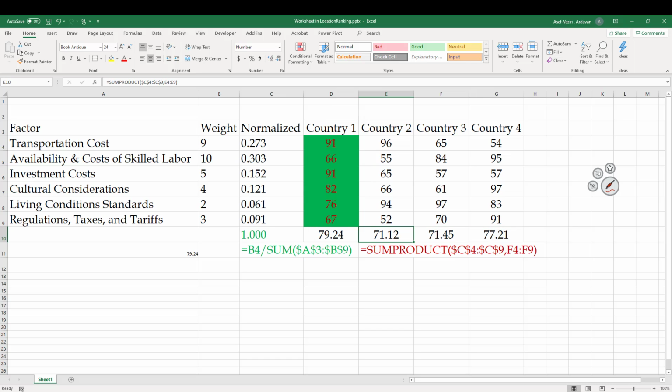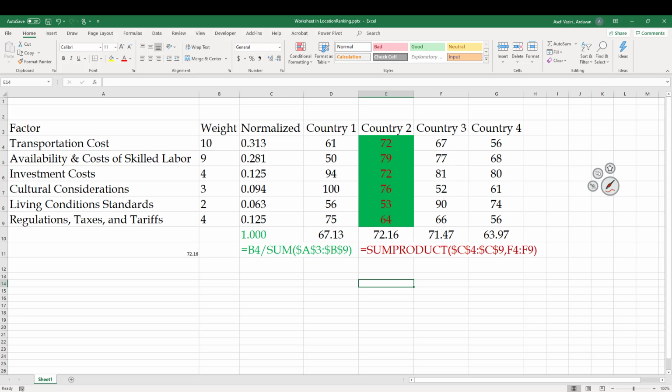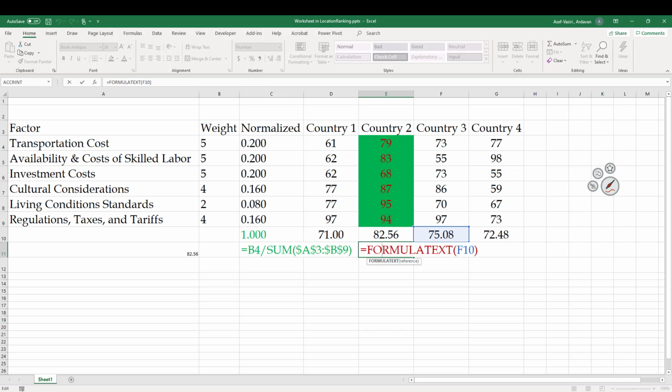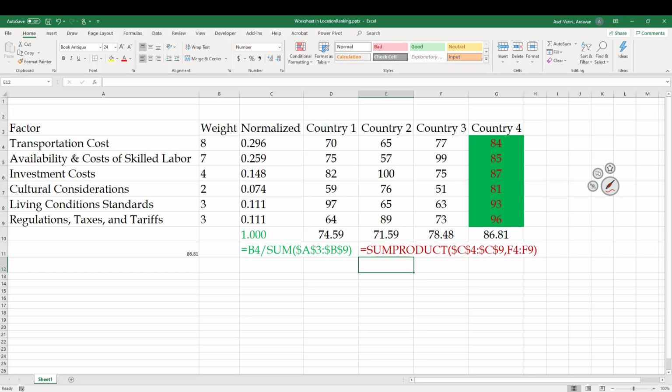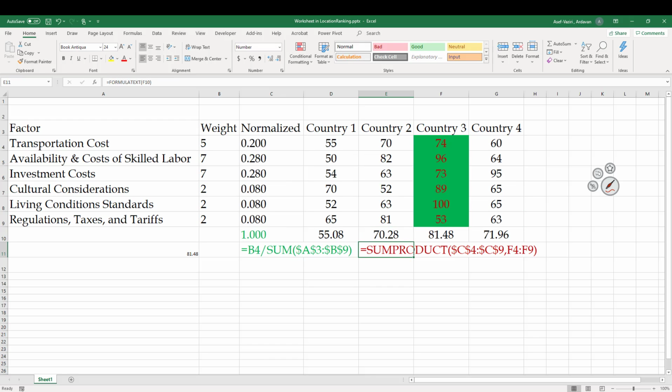And in this situation, country 1 has the best score because I have created random numbers. Now country 2, country 4, country 3, country 2, country 4, country 2, because those are random numbers. Each of these columns is the sumproduct of the weights multiplied by the score. And I have come here, let me clear the format.